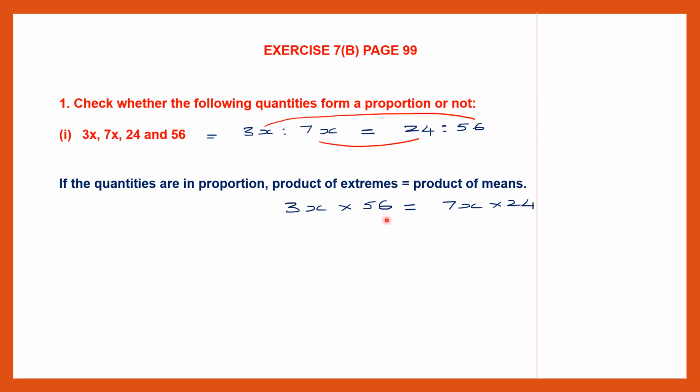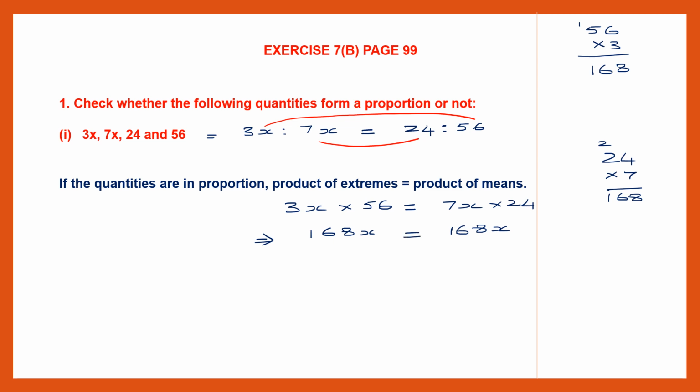So let's find out 3x into 56. Let's multiply that. So that is 56 into 3. 3 6s are 18, carry 1, 3 5s are 15, plus 1, 16. So this is equal to 168x. So we have to put this x also. So what did I do? I multiplied 3 into 56 and I put that x here. Now let's multiply 7 into 24. So that will be 24 into 7. 7 4s are 28, carry 2. 7 2s are 14, 15, 16. So here also we have 168x. And as you can see, they are equal.